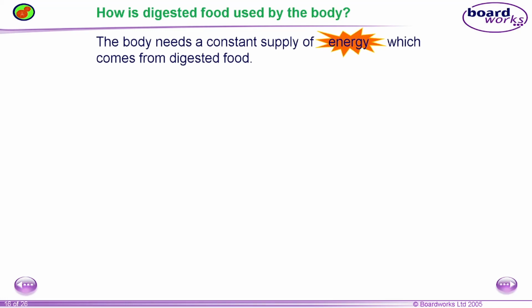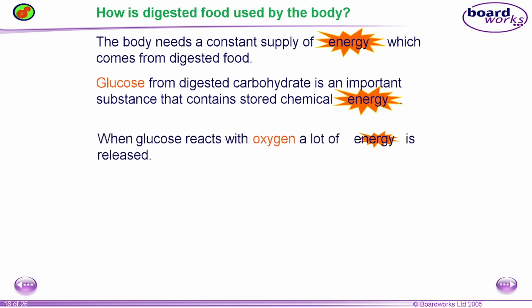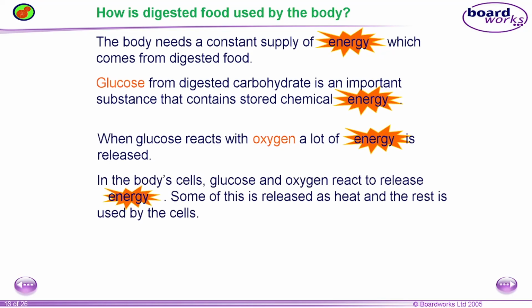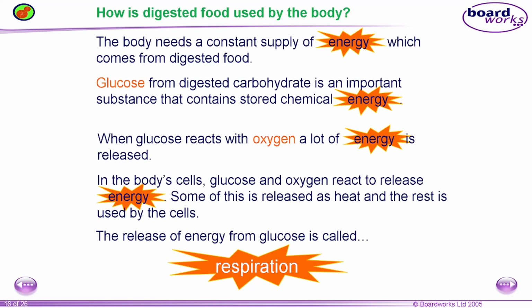The body needs a constant supply of energy, which comes from digested food. Glucose from digested carbohydrates is an important substance that contains stored chemical energy. When glucose reacts with oxygen, a lot of energy is released. In the body's cells, glucose and oxygen react to release energy. Some of this is released as heat and the rest is used by the cells. The release of energy from glucose is called respiration, which is today's topic.